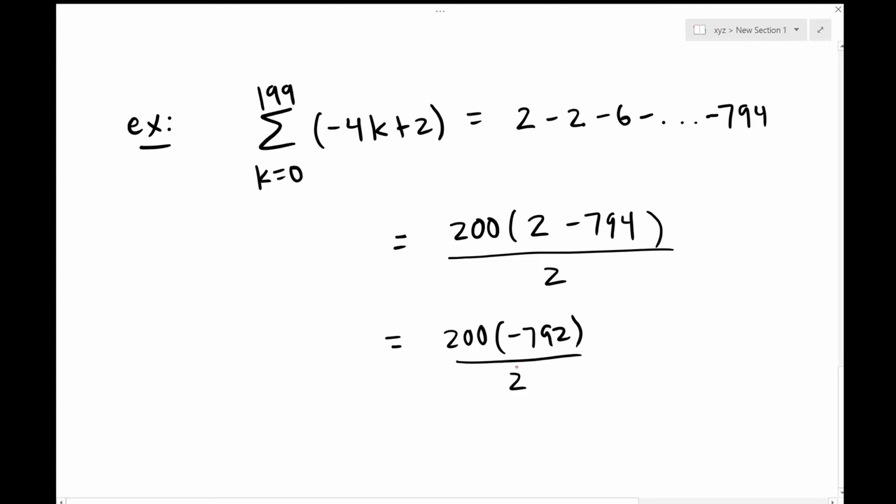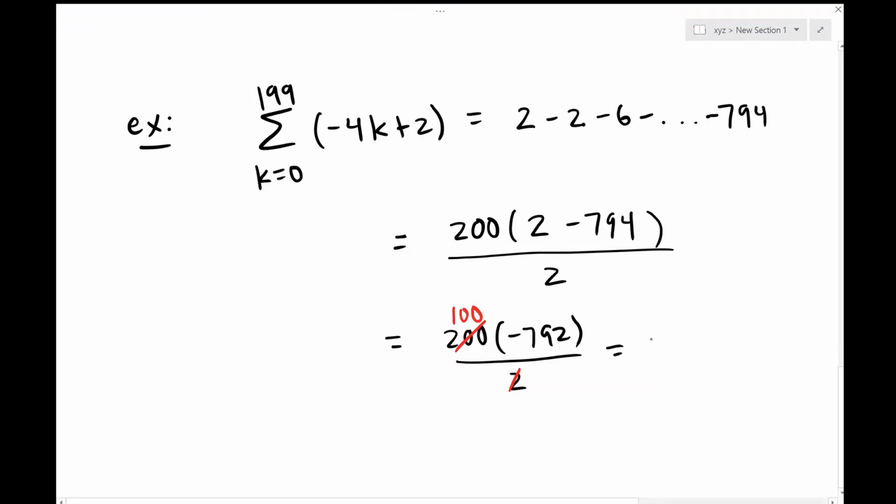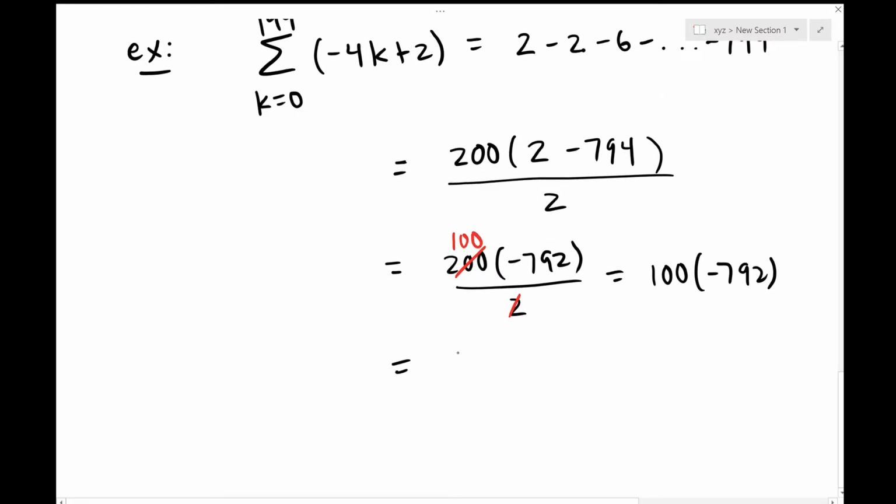And so I'll simplify by dividing the 2 with the 200, make this 100. So we just have 100 times negative 792. And so the result here, we just take negative 792, and since we're multiplying by 100, you simply have to tack on 2 more zeros. So our final result here is negative 79,200.